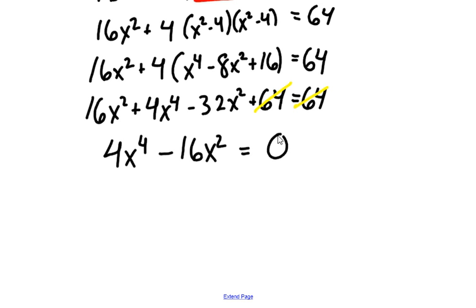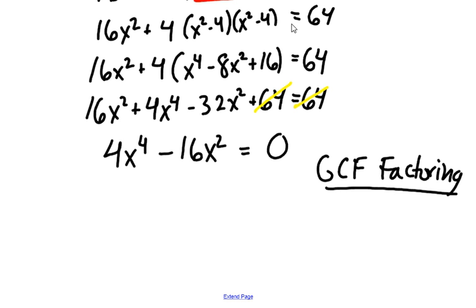How am I going to solve this? Well, I have a polynomial equal to 0. I'm probably going to look to see if I can factor. I'm going to do greatest common factor factoring. I divide out the biggest number that I can, which is a 4, and the most amount of x's, which is an x squared. Now in parentheses, I write what's left behind.